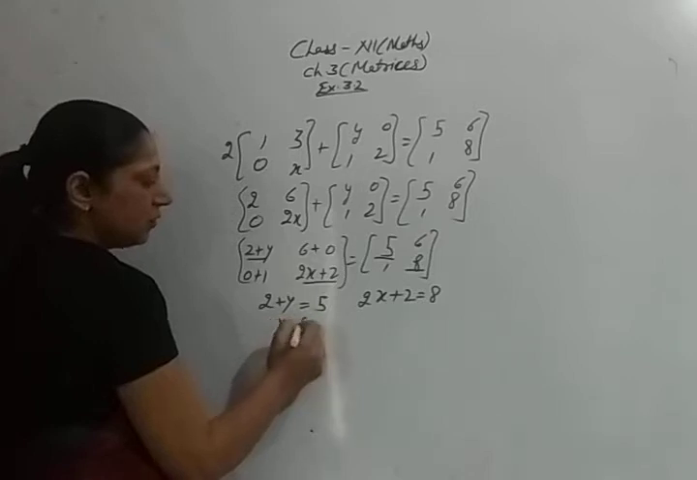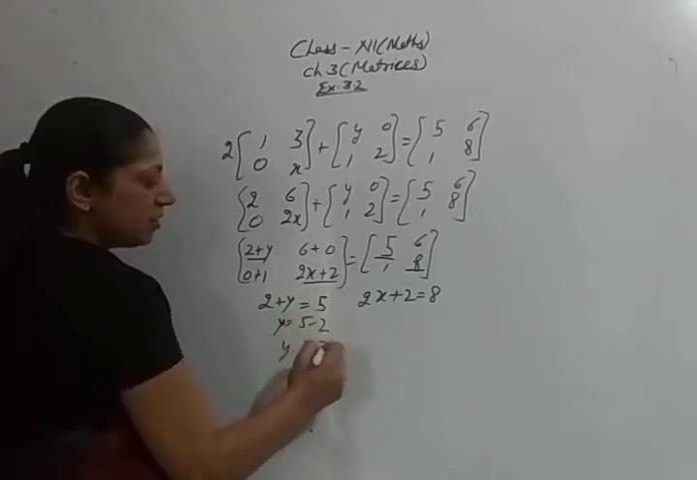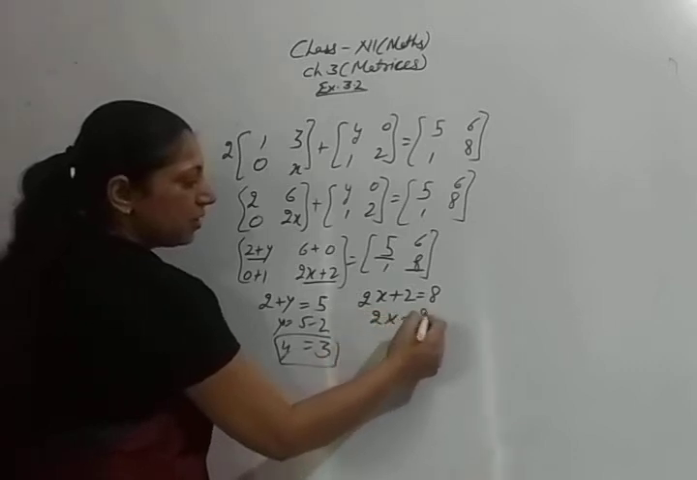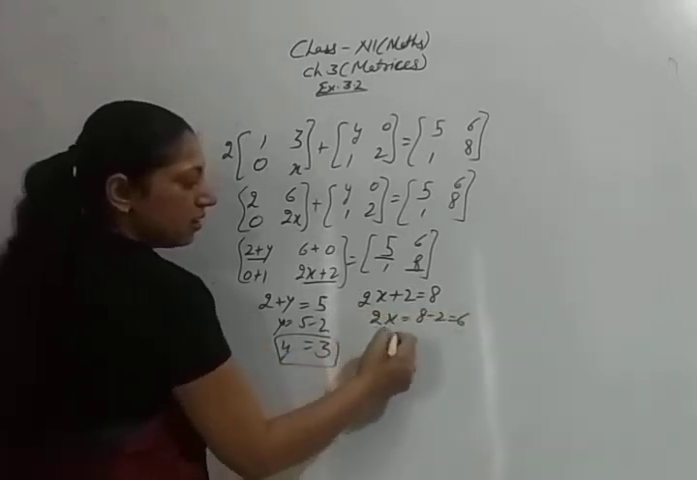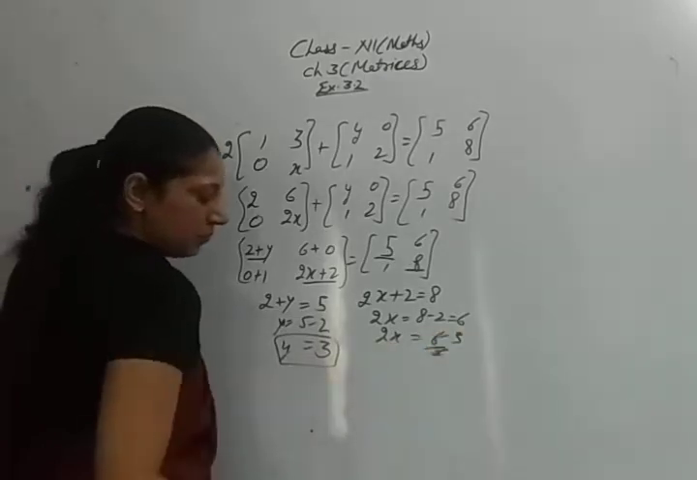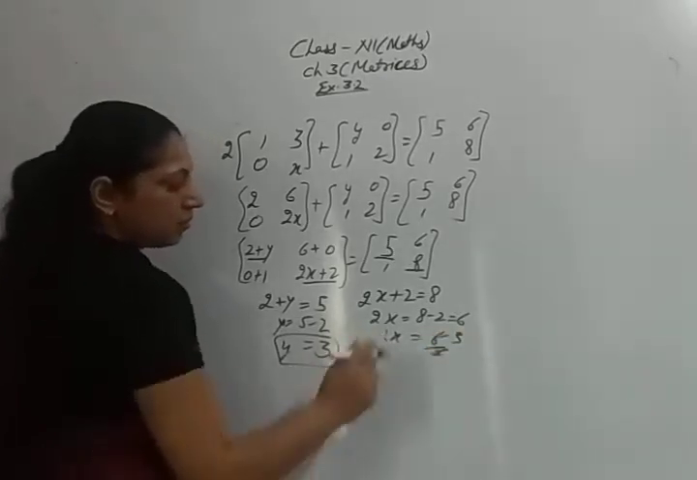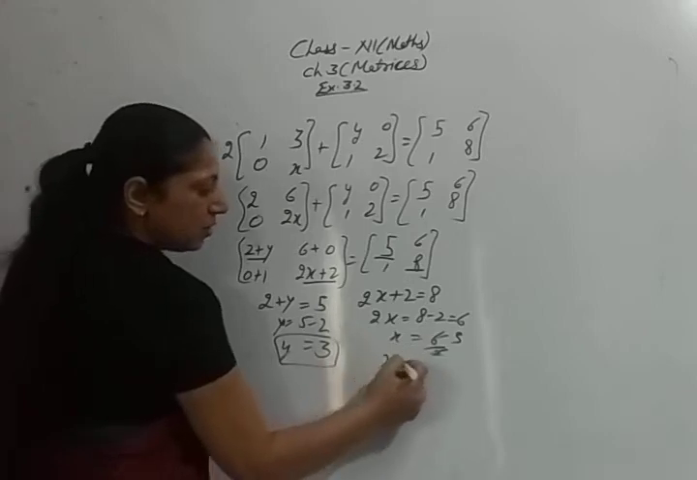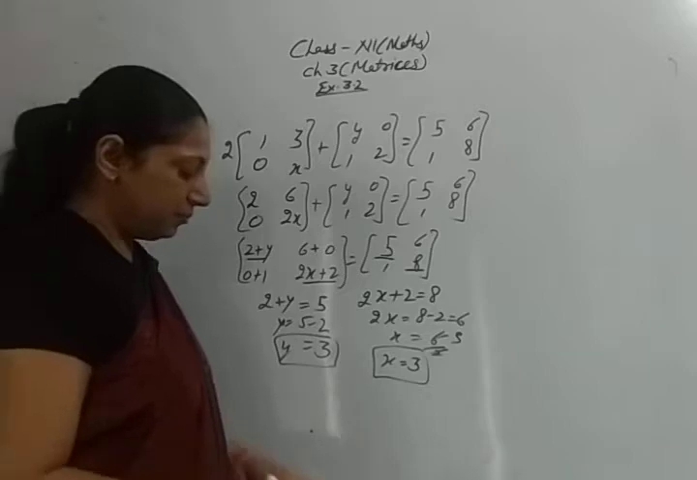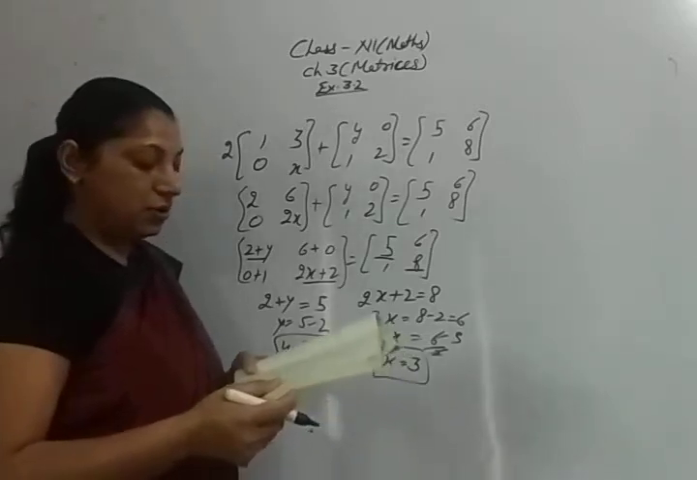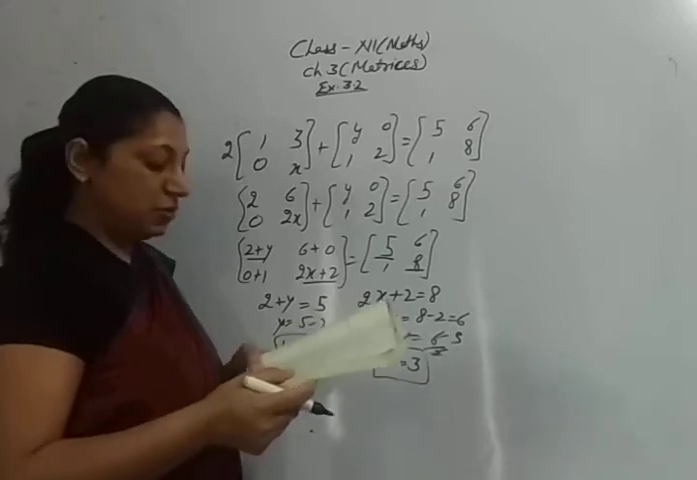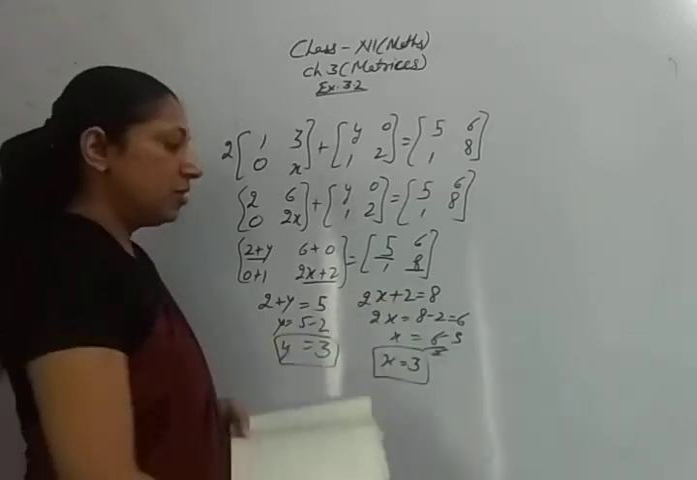So y is equal to 5 minus 2. Then y is equal to 3. And from this equation, 2x is equal to 8 minus 2, that is equal to 6. Then x is equal to 6 upon 2, that is equal to 3. So x is equal to 3. So in this way, we can get the value of x and y. Now question number 10, solve the equation for x, y, z and t. So you can do this question yourself. Question number 11 now.